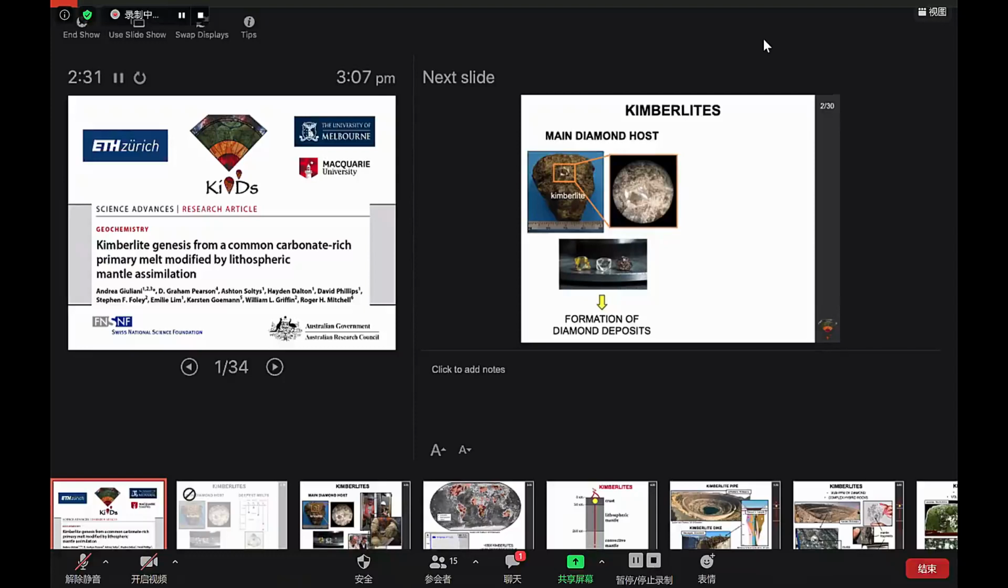So I'll start with a broad introduction about kimberlites: why we care about them, why they're important, what we know about them, and what we don't know. Then the central part of this talk will focus on this paper, and lastly I will touch upon what primary kimberlite melts potentially are, or at least what I think they are, and also briefly talk about some ways to move forward.